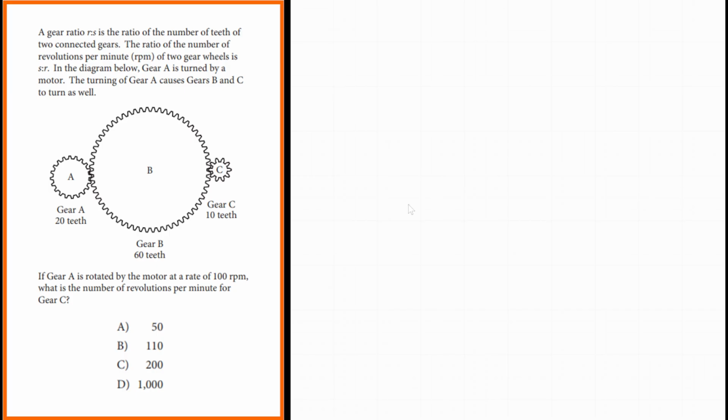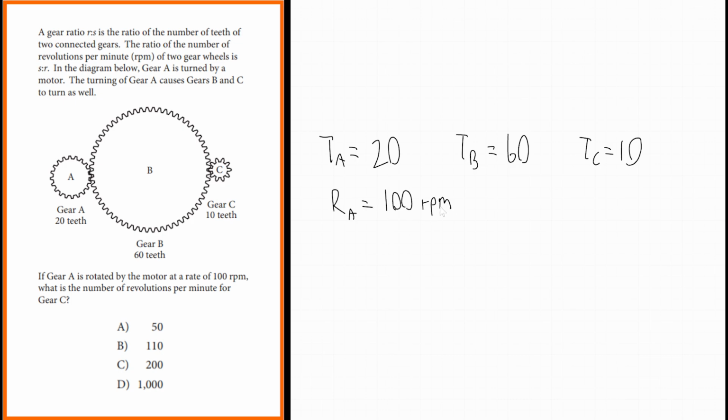So let's start off by writing down what we know. Well, we know the number of teeth of these gears. So gear A, we'll say TA is the number of teeth of gear A, that's 20. And then the number of teeth of gear B is 60. And then the number of teeth of gear C is 10. We also know the rotational speed of gear A, which is 100 RPM. The rotation of gear A is 100 RPM, and we're looking for the rotation of C.